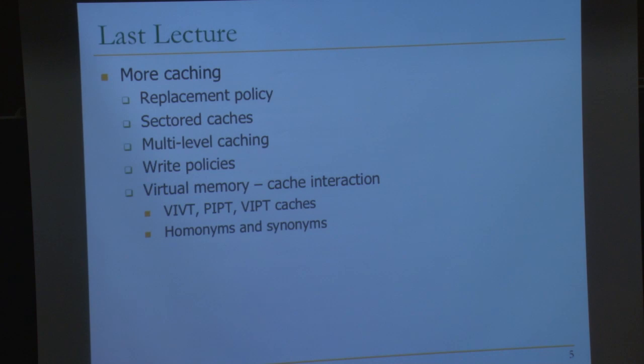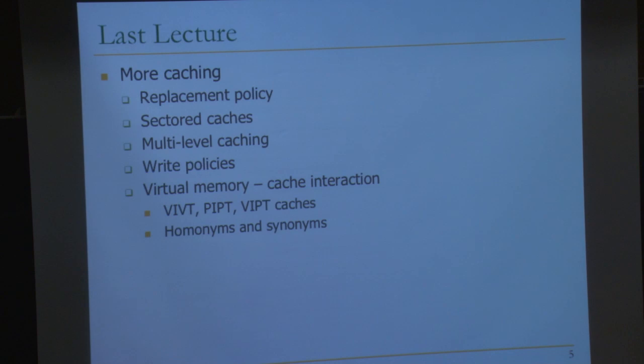We've started on virtual memory cache interaction. I'll briefly go over that to jog your memory. And if you really want to, we can go over the question from the exam. So I'll ask you if you want to in a few minutes. We've covered virtually indexed, virtually tagged, physically indexed, physically tagged, and virtually indexed, physically tagged caches. Remember the virtual physical caches. When do you do the address translation? Before you access the cache or after you access the cache? Or in parallel with the cache access?